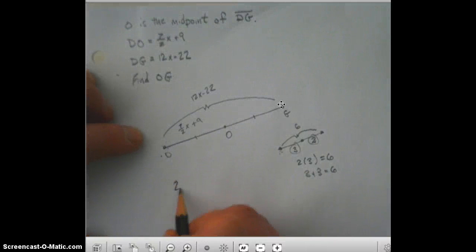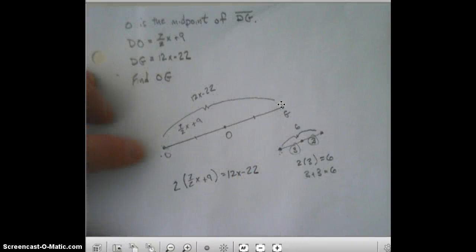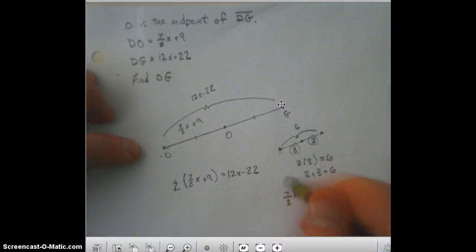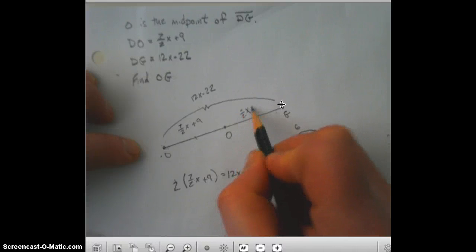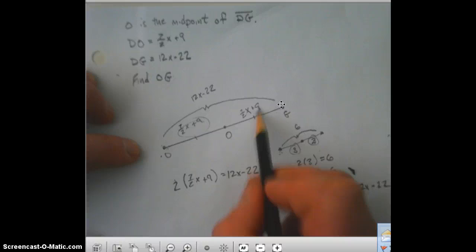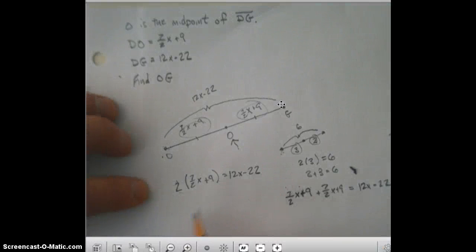If we take two of these half pieces, these 7/2 x plus 9s, that should be equivalent to the whole thing, 12x minus 22. You could also make the equation 7/2 x plus 9 plus 7/2 x plus 9 equals 12x minus 22, because we know that this piece here is also 7/2 x plus 9. How do we know that? Because the left is equivalent to the right, because that's a midpoint. All right, anyway, let's go back to this equation over here and let's solve this.